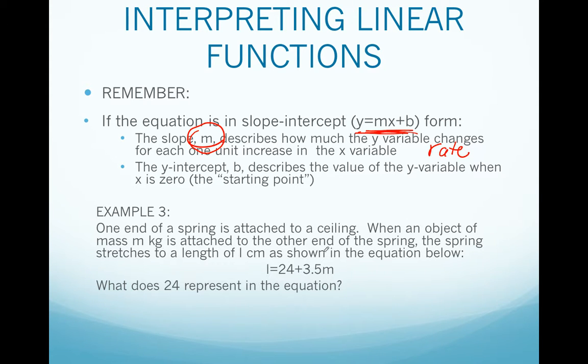So if you increase your x variable by 1, what's happening to y? Then your y-intercept, or b, is really your starting point. So here it says the value of y when x is 0, which is true, but in the application process, we think of it as our start value. So take a second here to read example 3, and then we'll talk about the representation of some of those numbers in the equation.